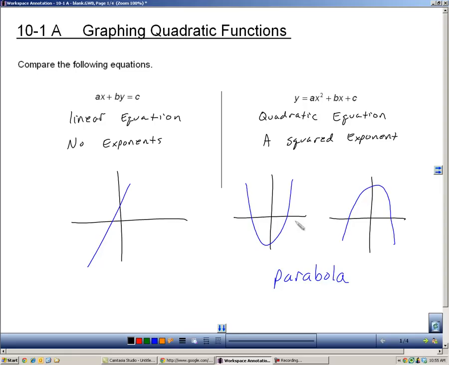So chapter 10 is all about this new kind of quadratic equation. It's going to graph these shapes called parabolas. And we're going to learn how to look at these equations and graph them and learn everything about quadratics.